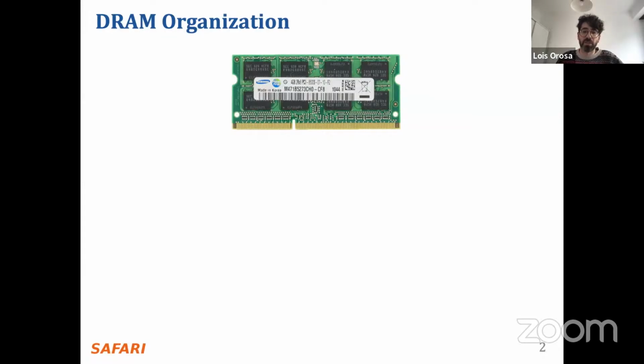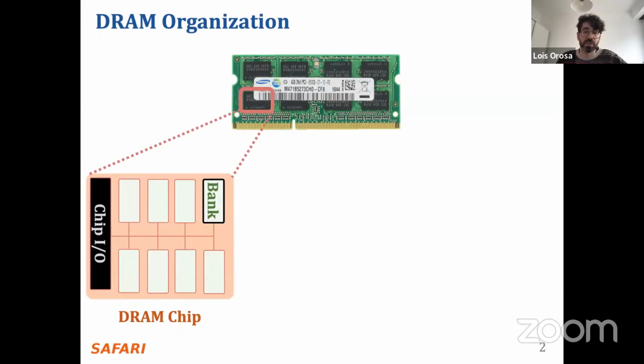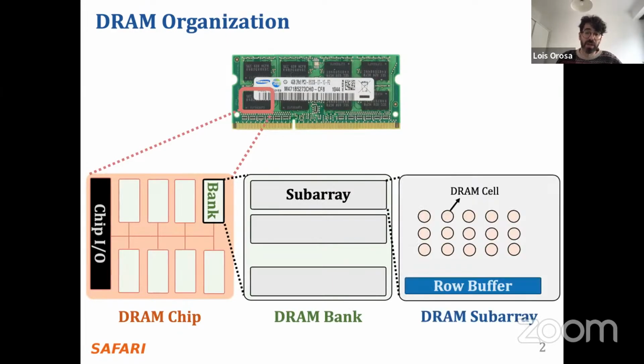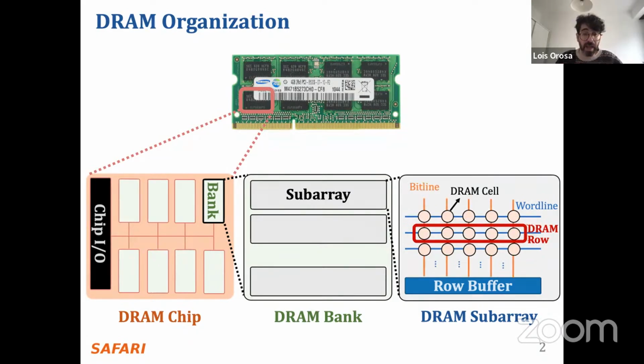This is a DRAM module used as the main memory of many systems. A DRAM module consists of multiple chips, each of which contains multiple banks. Each bank is composed of multiple subarrays, and within each subarray, there is a two-dimensional array of DRAM cells. These cells are organized into rows that are selected using word lines, and the cells are connected to a row buffer via bit lines.